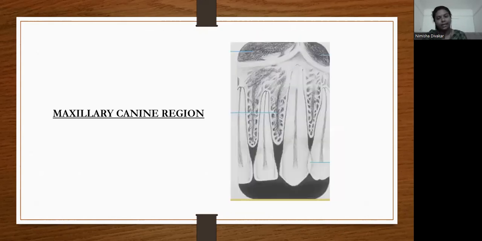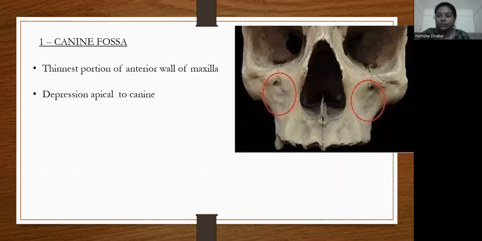Next is the maxillary canine region. So this is the schematic diagram of the maxillary canine region. The first landmark seen in the maxillary canine region is the canine fossa. As we said for the lateral fossa, this is also a depression. This is apical to the canine, whereas the lateral fossa is seen in between the central and lateral incisors.